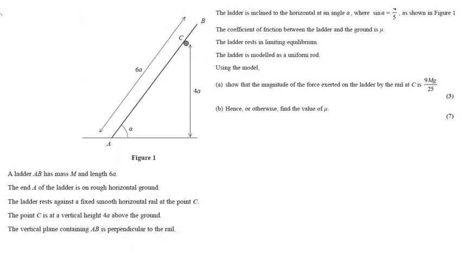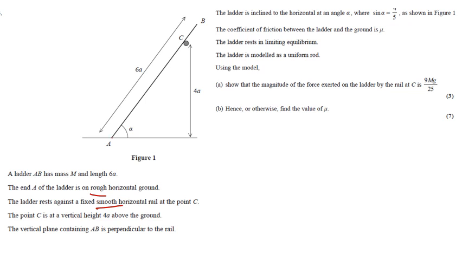Okay, the next one is a statics problem. We've got a ladder which is resting against a rod at C. It's also against the ground at A. We're told that C is smooth, so there's going to be no friction at C, but A is rough ground, so there is going to be a frictional force there. So let's add on some of these forces.